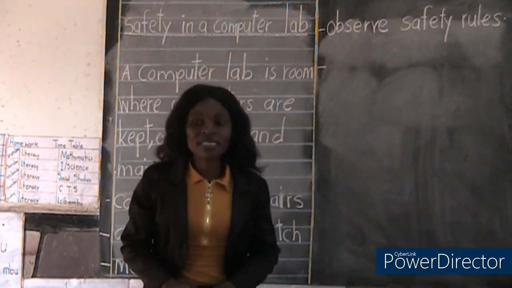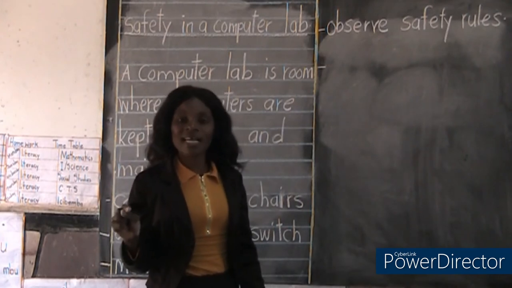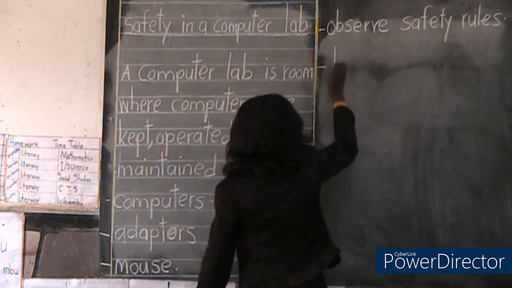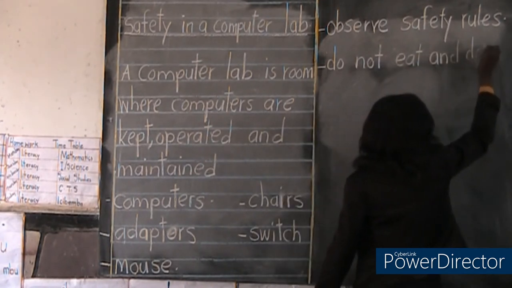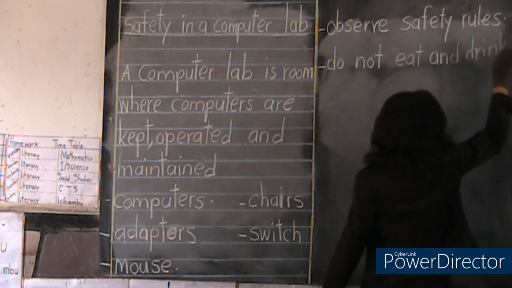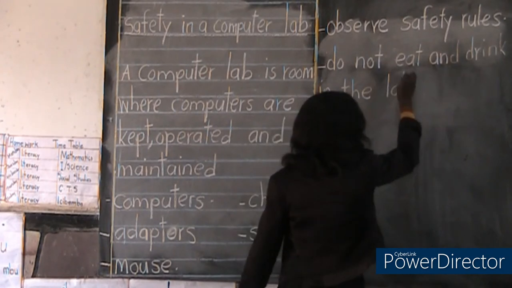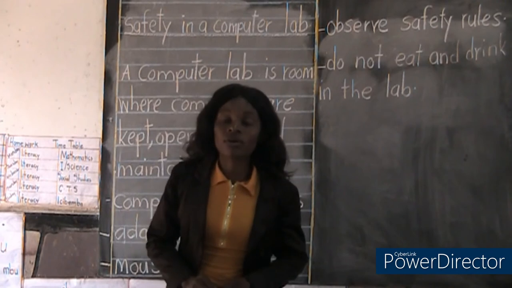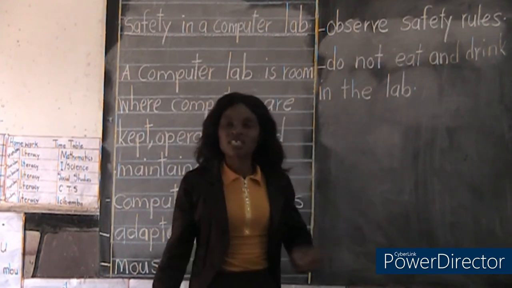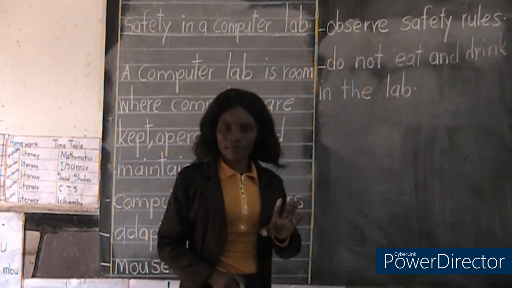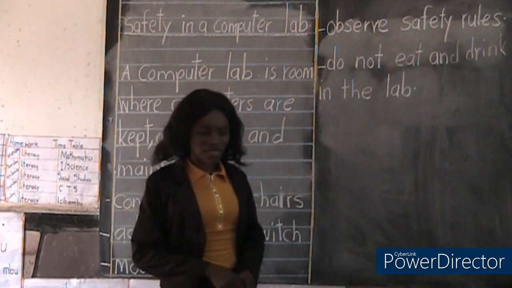You are not supposed to go with the drinks and the food in the computer lab. So we say, do not eat and drink in the computer lab. You are not supposed to drink or eat. So when you are going in the computer lab to work with computers, you are not supposed to carry any drink, even water. You are not supposed to go with food, because those things will make you destroy what? The computer.